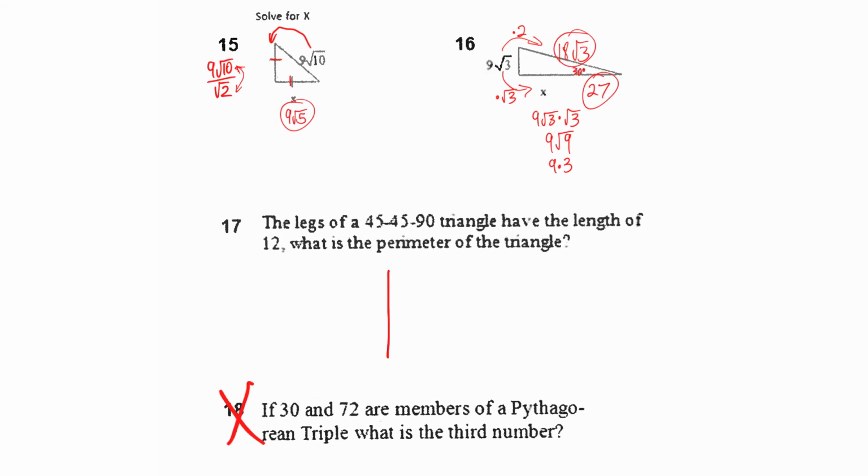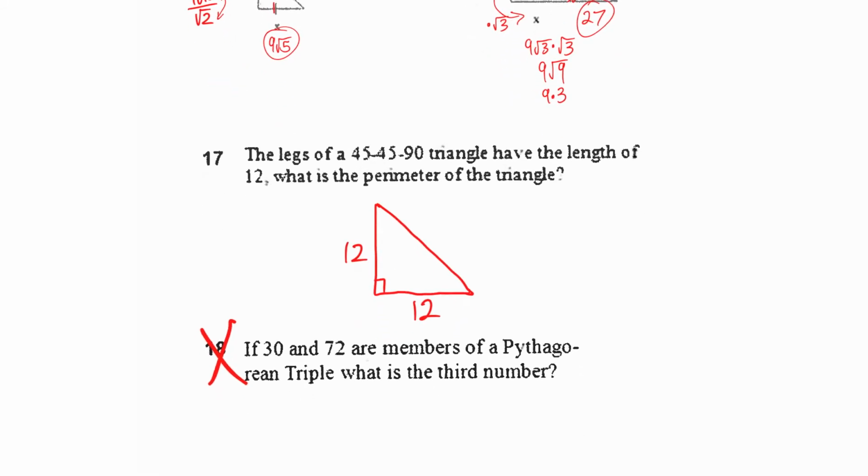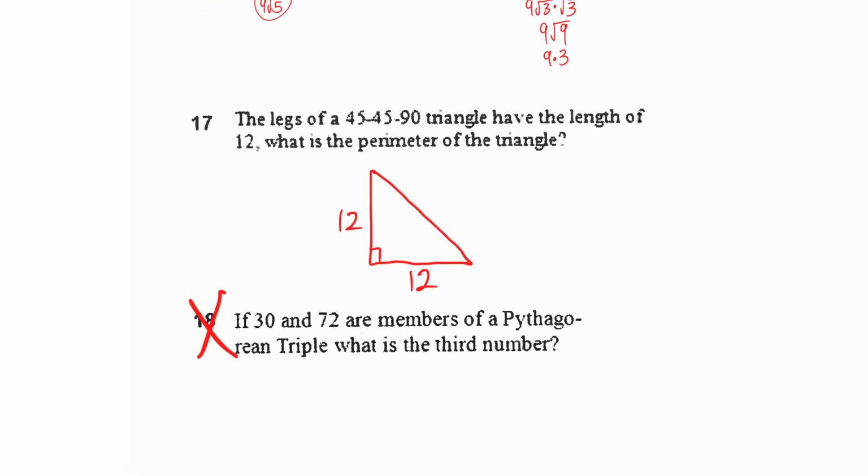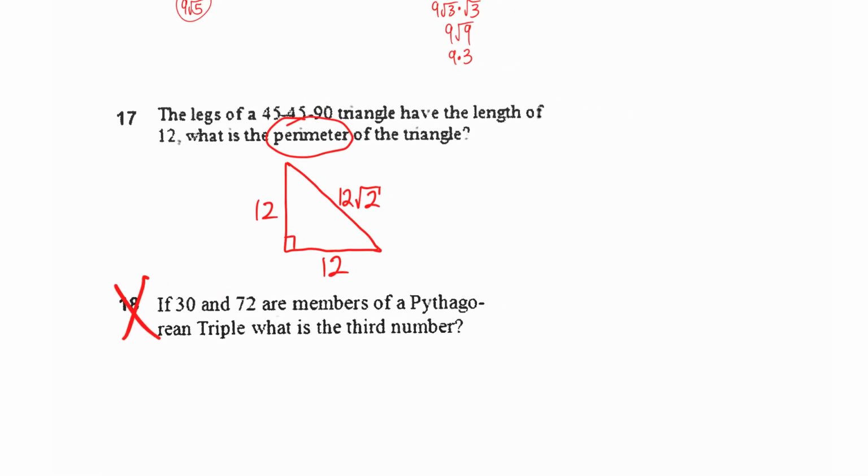Okay, number 17, the legs of a 45, 45, 90 are 12. So real quick, how long is the hypotenuse? 12 square roots of 2. Now this asks for the perimeter, so how do we find the perimeter? Add them all up, so it's going to be 12 plus 12 plus 12 square roots of 2.